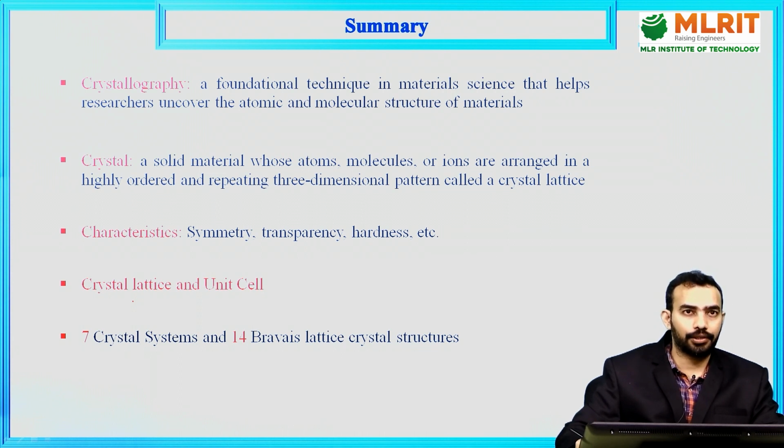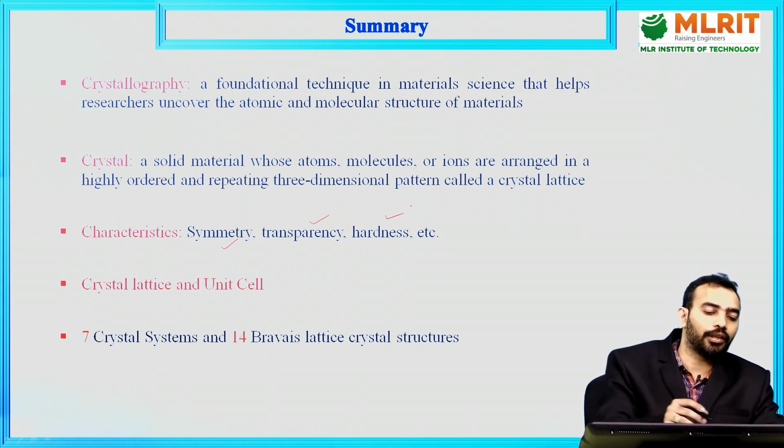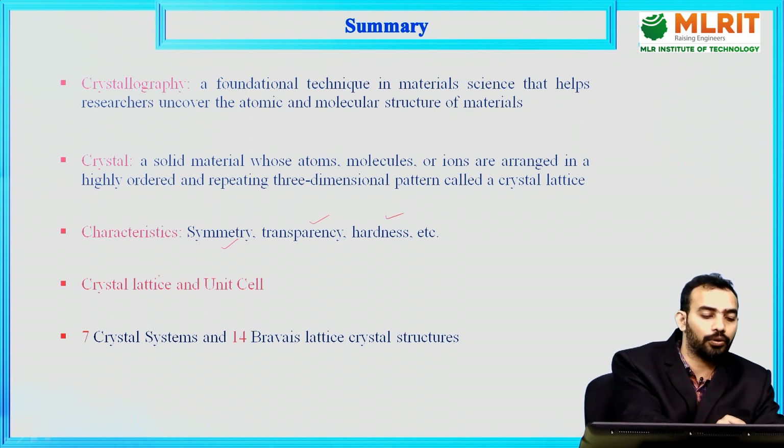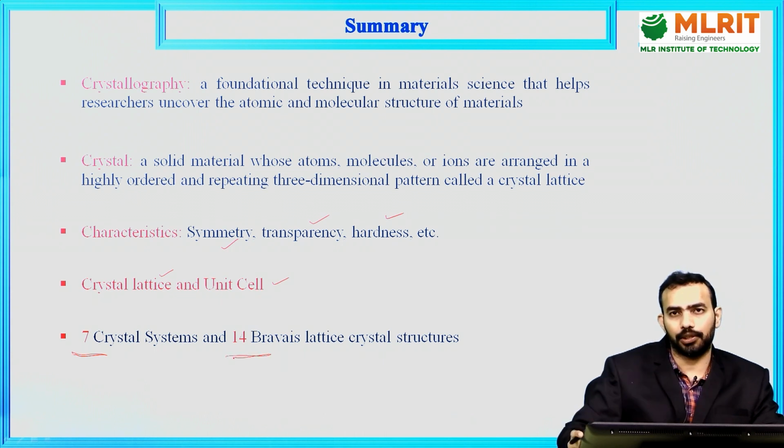Then some of the characteristics of a crystal that we have seen: the regular arrangement of atoms, the symmetry, the flat faces and sharp angles between them, and properties such as transparency, hardness and color. Then we talked about the crystal lattice, how we define the lattice, and we discussed the unit cell. Finally, depending on the axial lengths and axial angles present in a unit cell, we have categorized them into 7 crystal systems and 14 Bravais crystal structures in the crystallographic information, right?